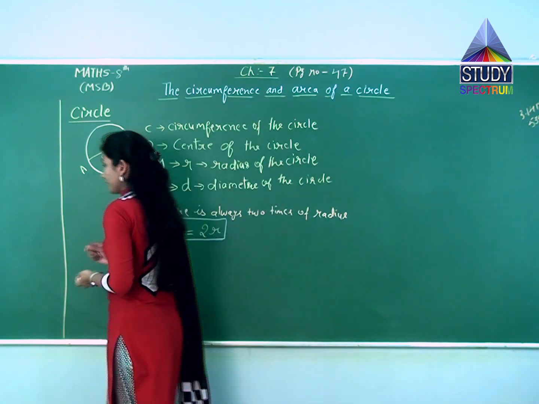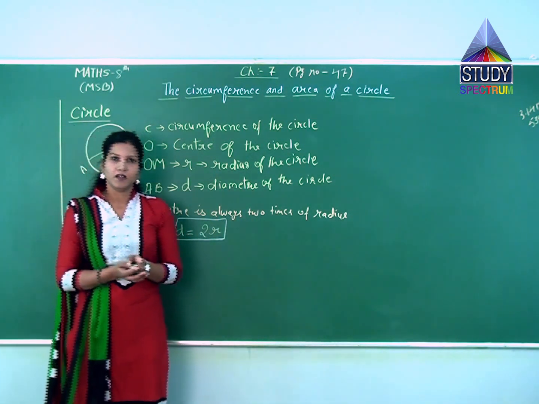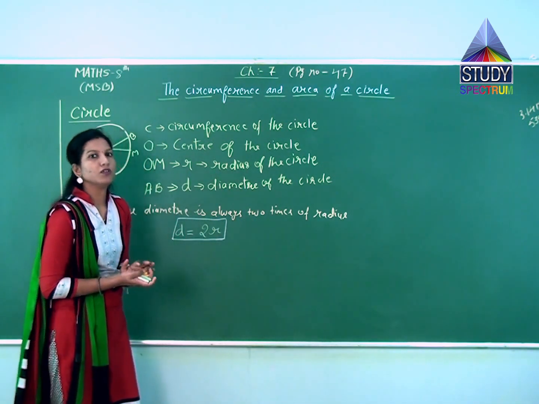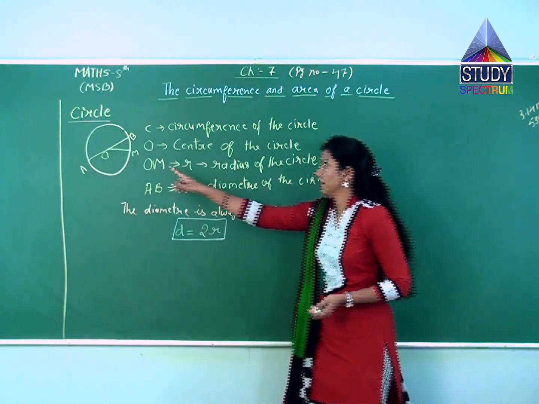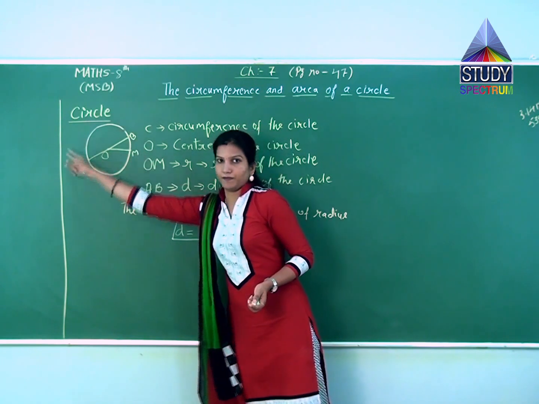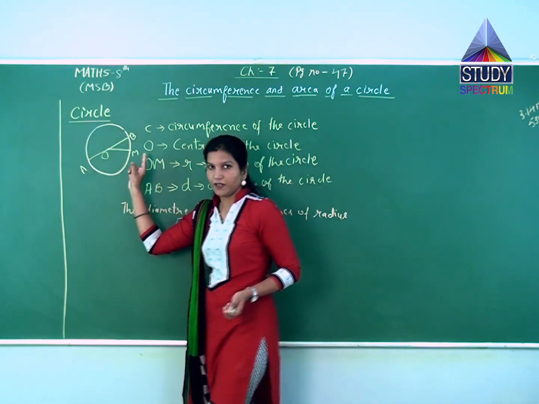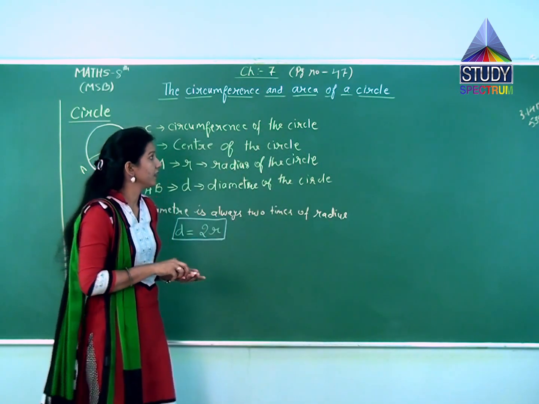Now, what is our topic? The circumference of the circle. And as I have told you, the circumference of the circle is the total length of the circle. This is our circumference of the circle. So let's start with this topic.